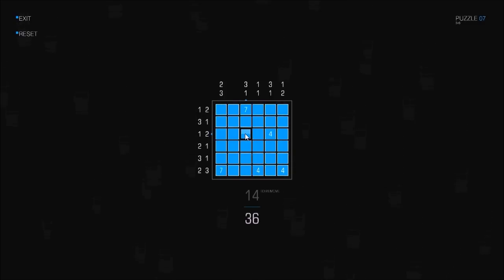Now if you haven't got this far, when there's a number inside a square, it means that's part of a block of a number of squares that size in some shape, which doesn't touch any other blocks. So it's strictly that, and then around it is basically a border of blank blocks. Right 2.